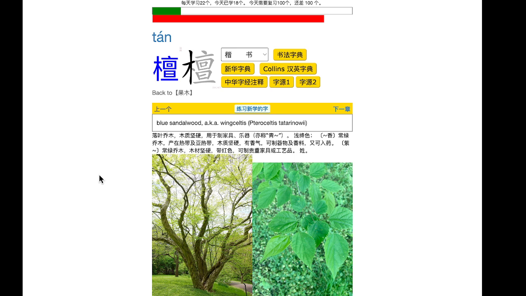谭. Last character in the chapter. This on the right is 胆. Sounds kind of halfway similar. 胆, which means sincere. This tree is a blue sandalwood, wing celtis. This tree is called tan.